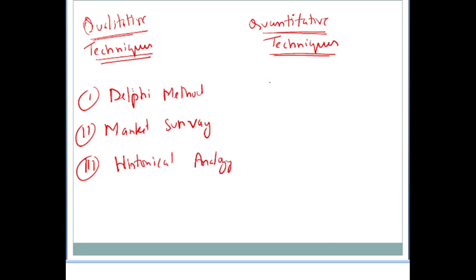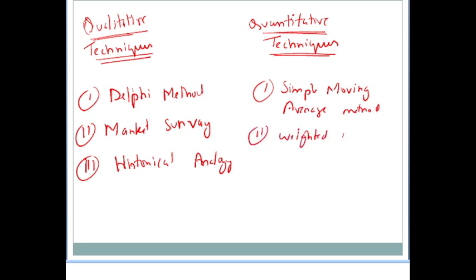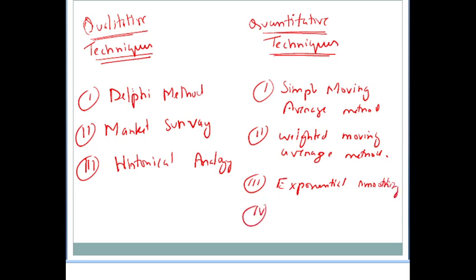Now what are the different types of quantitative techniques, that is formula based techniques only? First one is the simple moving average method. The second one is the weighted moving average method. Third one is the exponential smoothing method, and fourth one is the regression method.